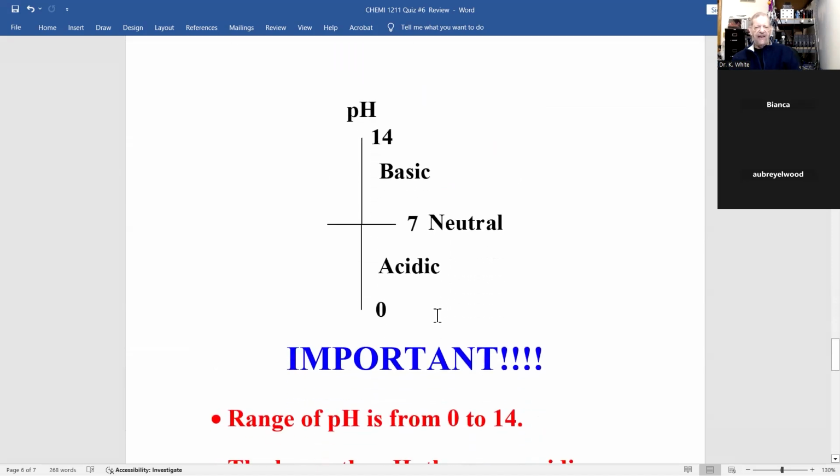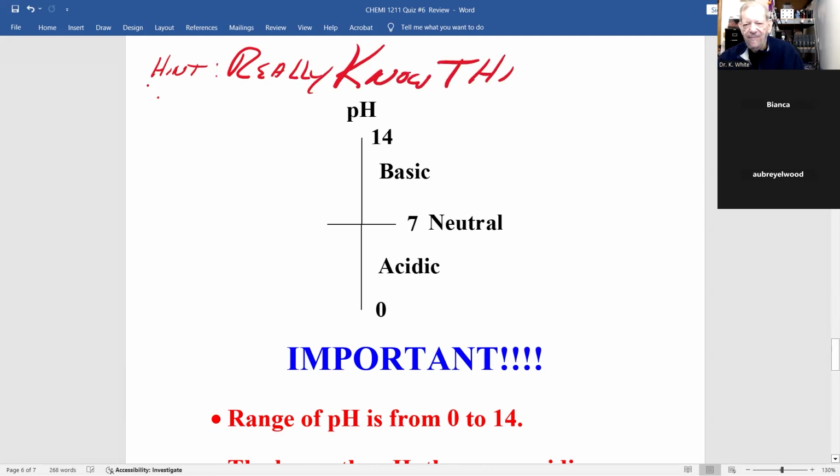Now, the pH scale, important. Let me make it even more, I'll be very subtle now. Don't you love when I'm subtle? Now the pH scale goes from 0 to 14. It's never less than 0. It's never greater than 14.